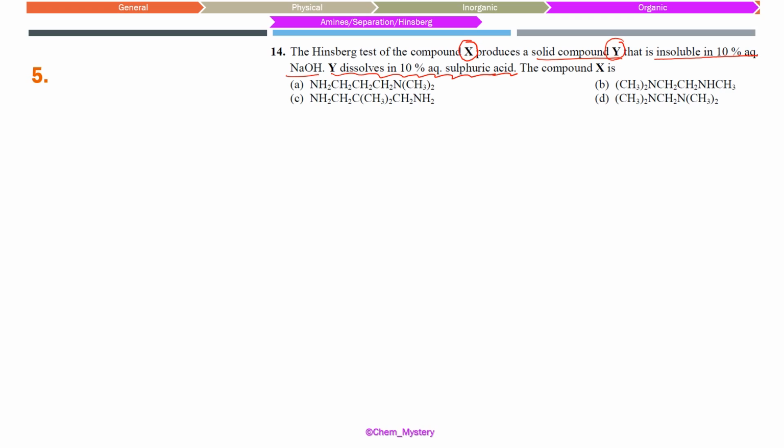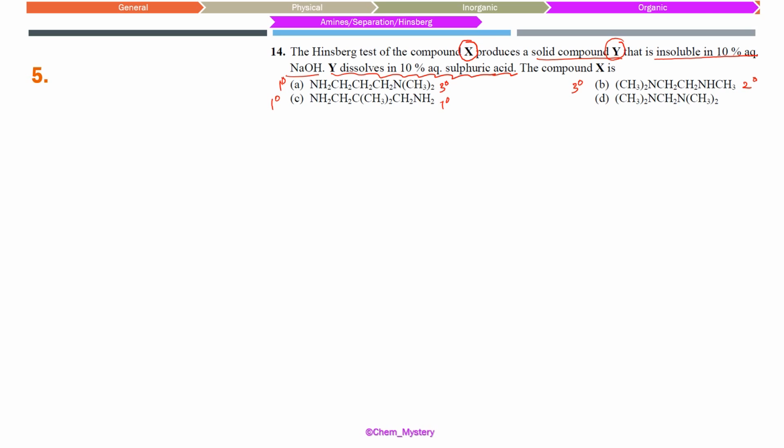So we have to identify X from the given options. Here we have the very first compound, where we have a 1 degree nitrogen present, and on this side we have a 3 degree nitrogen. Here, this side is a 3 degree nitrogen, and on the right hand side there is a 2 degree nitrogen, a 2 degree amine we should say. Here we have a 1 degree amine, and in the same molecule there is another 1 degree amine.